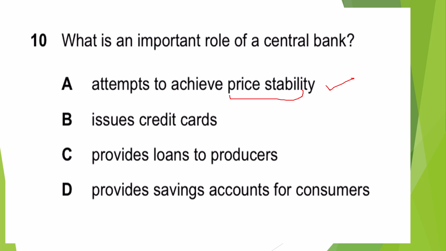The others are not because B, issue credit card, a commercial bank can also do this. They can also give loan to the producer. They can also provide saving account to the consumer. So these can all be done by the commercial bank. But this one is the aim of the macroeconomic government, right? Macroeconomy. So that is why, and the central bank is the bank of the government. So price stability is the correct answer for this MCQ.